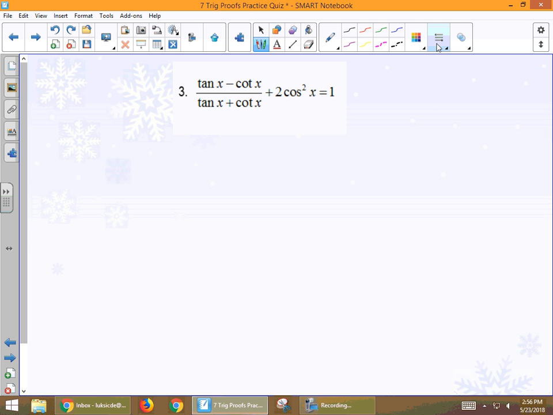2 cosine squared. And it's all going to be equal to 1, which I found students find either very satisfying or very frustrating. So hopefully you're on the satisfying side.